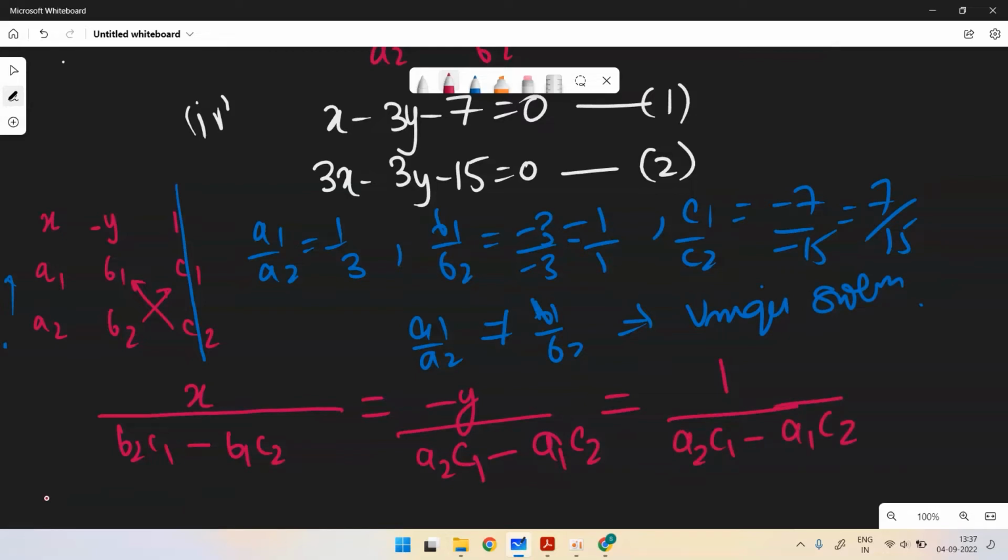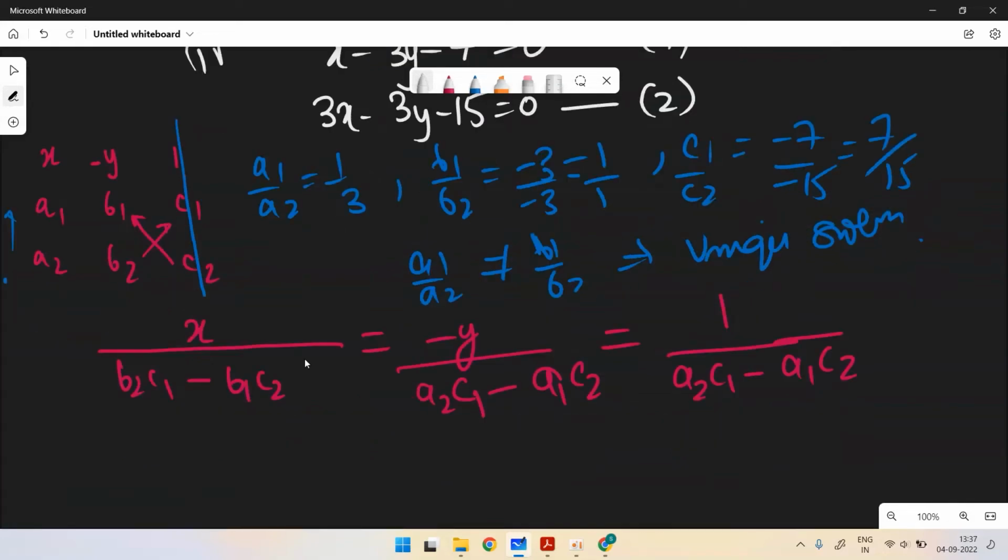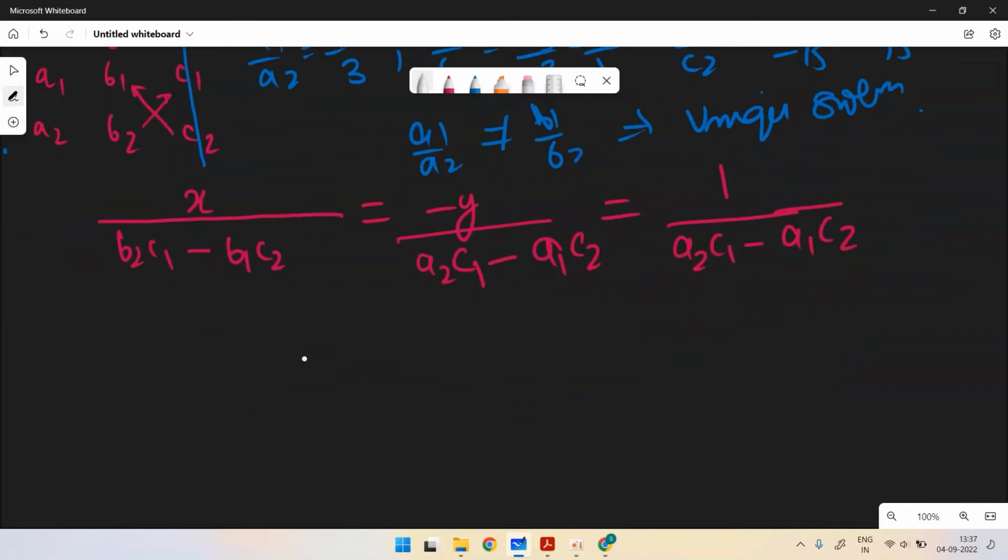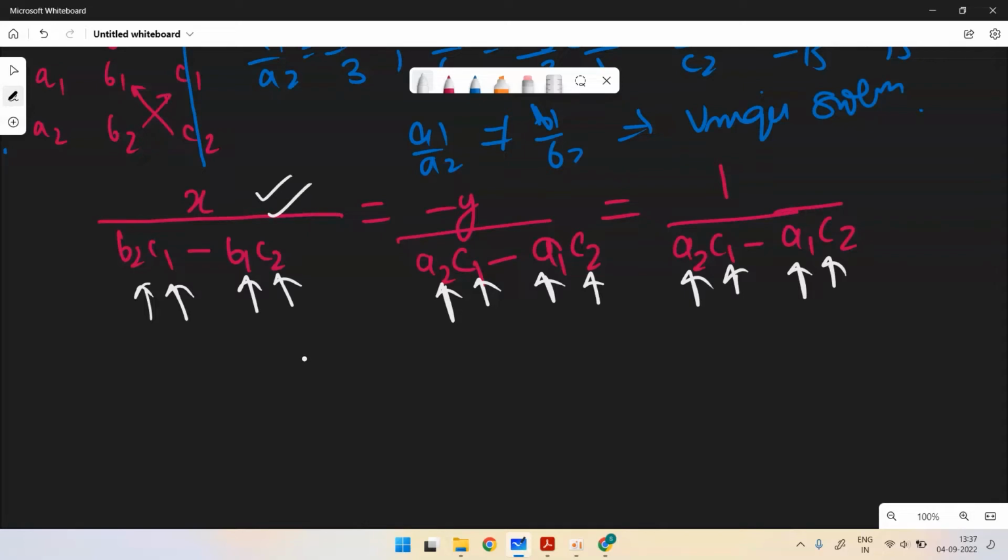So this is simple. Now see the formula. If you substitute the values of b2, c1, b1, c2, a2, c1, a1, c2 here, and use one equation at a time, first you get the value of x, and after that you choose the equations and from this you get the value of y. So for x and y you get the answer.